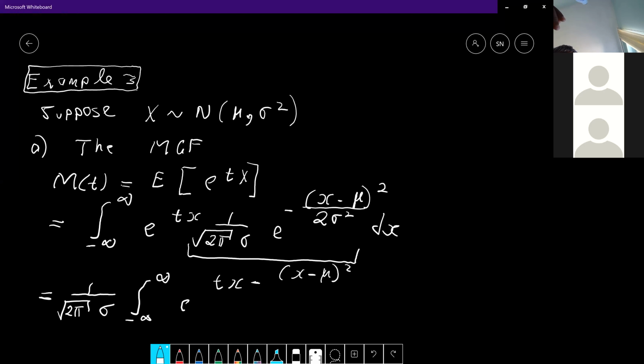If you're just joining us, we just started doing an example where the variable has a normal distribution, and I'm trying to derive the MGF. The MGF is something I talked about yesterday, right? So this is what you get.